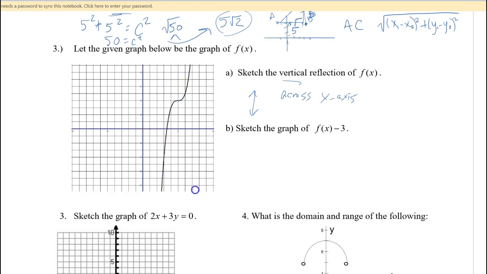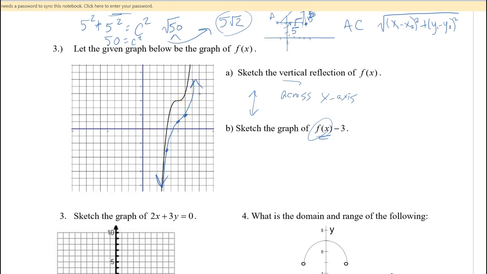Part B wants me to go back to the original graph, f of x, and now subtract 3. Well, if I'm subtracting 3, it's like taking the y values and subtracting 3. So all of these get shifted down. 1, 2, get down by 3. 1, 2. I'm just going to take a few key points here, and then something like that. There we go.